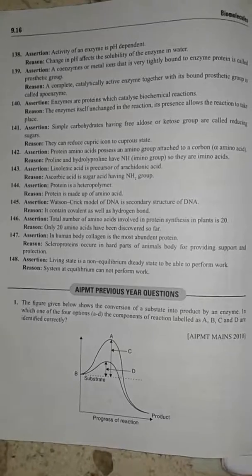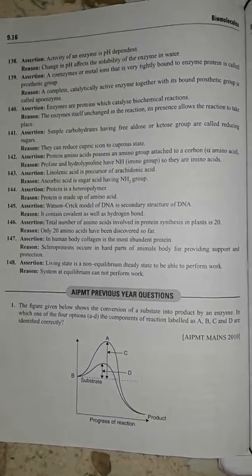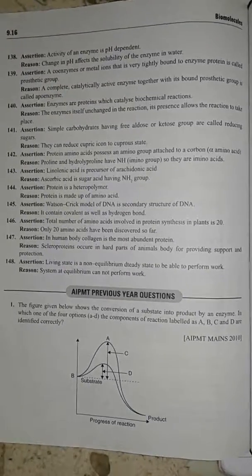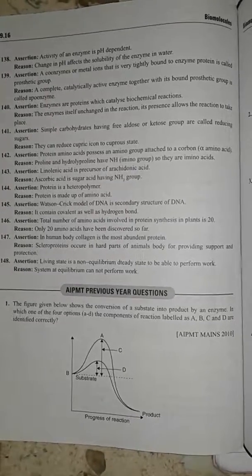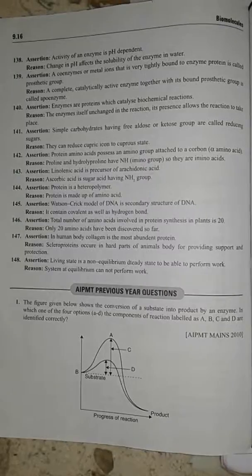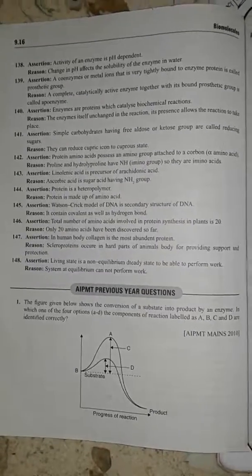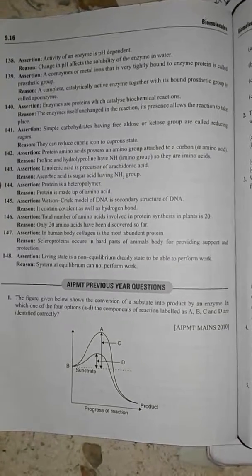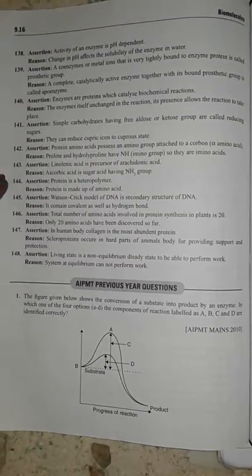Next, simple carbohydrates having free aldose or ketose groups are called reducing sugars. And next, they can reduce cupric ion to the cuprous state. So here the correct answer is A, both are correct, and the reason is the correct explanation also. So the correct answer is A here.